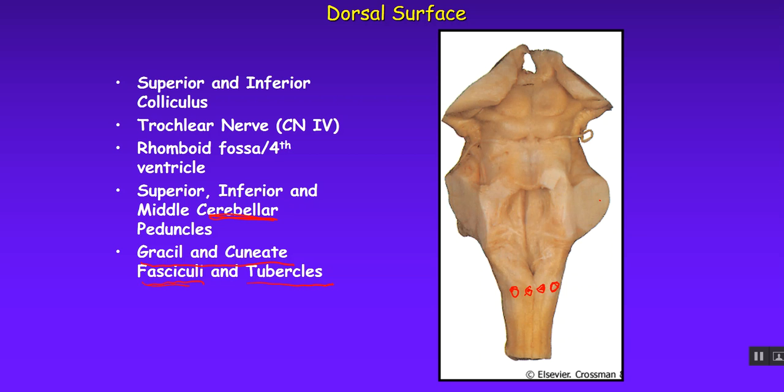So the gracile nucleus is just deep. When you look at it in a horizontal section, you see that little nucleus just below that. We're looking at a surface structure right now. The tubercle is the surface structure, but just deep in there is the nucleus. And then the same thing with the cuneate. There's a cuneate nucleus just below that cuneate tubercle.